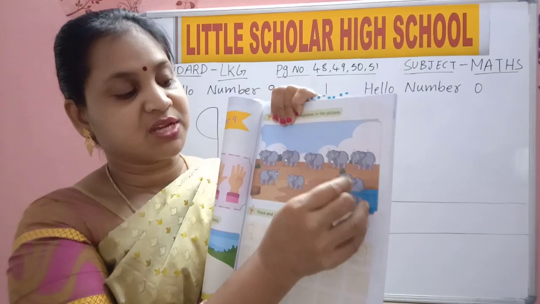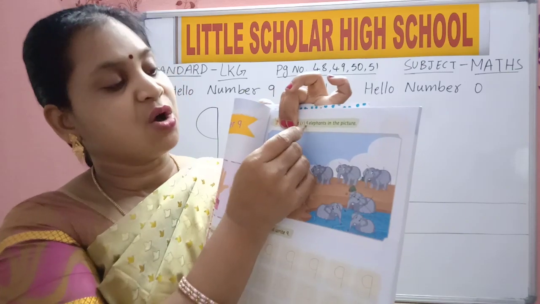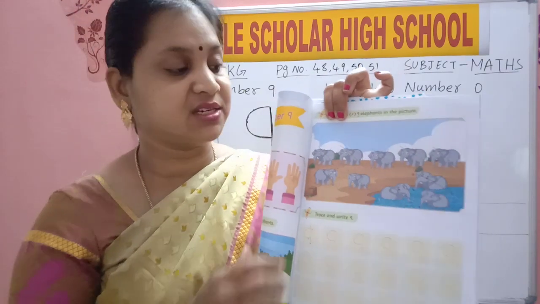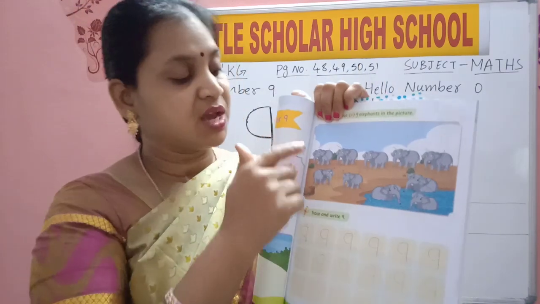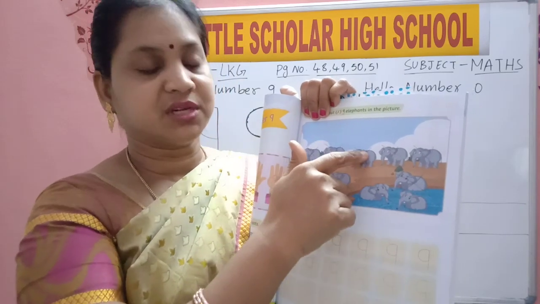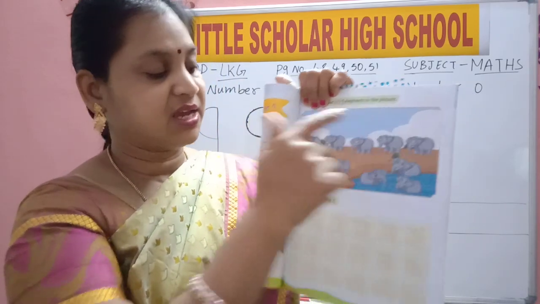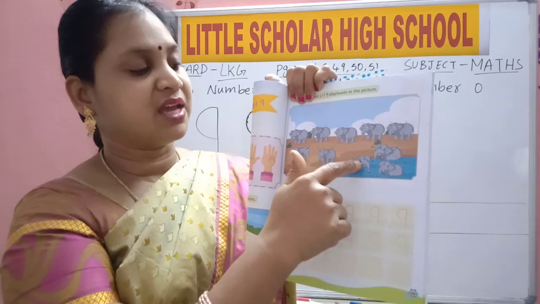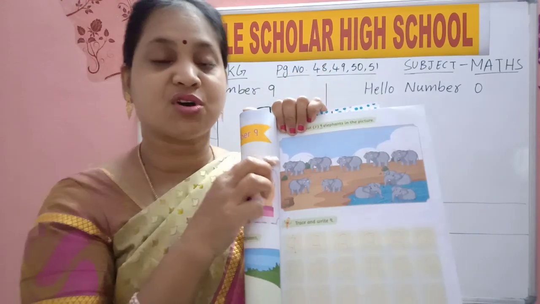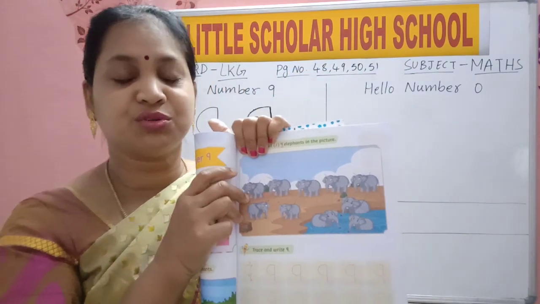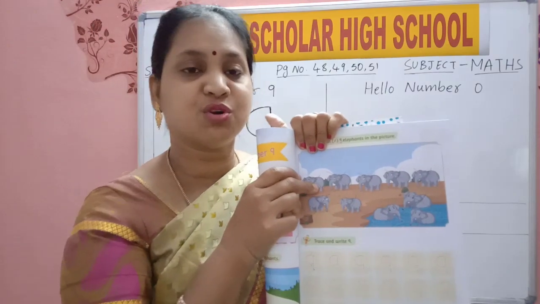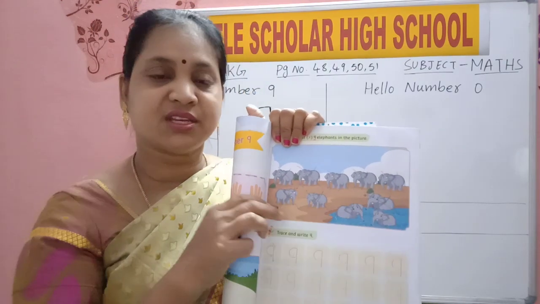How many did they tell us to cross? 9, no? Did we cross 9? Count once again. 1, 2, 3, 4, 5, 6, 7, 8, 9. Yes, I crossed 9 elephants in my book. Did you cross 9 elephants in your textbook?